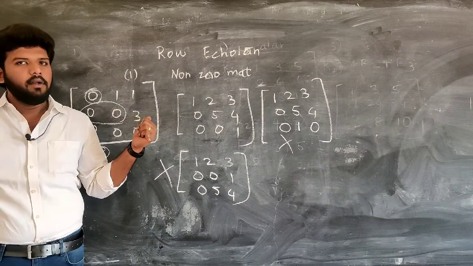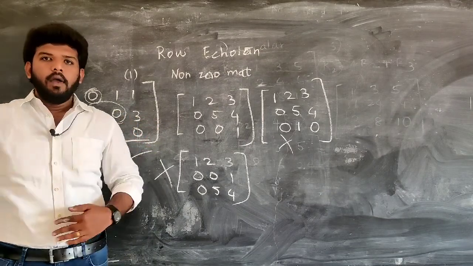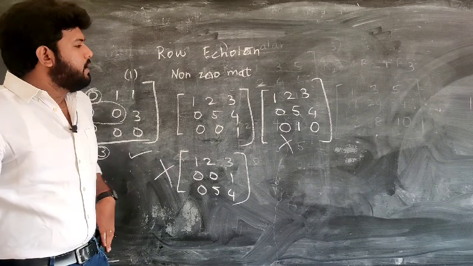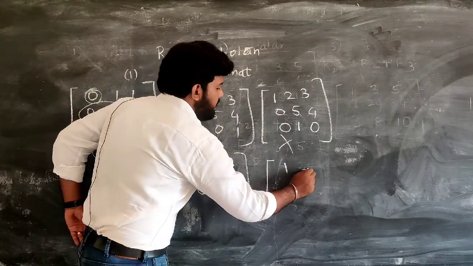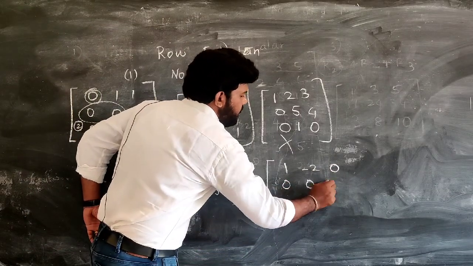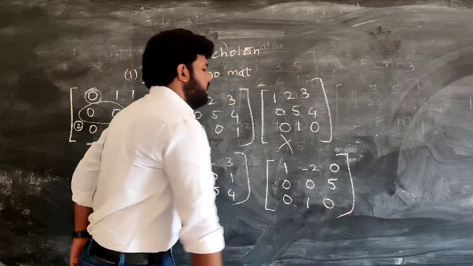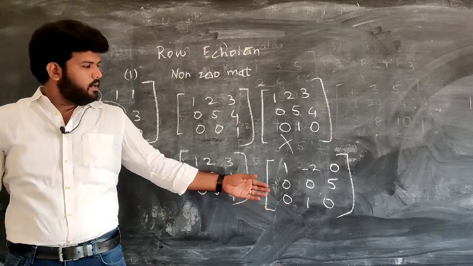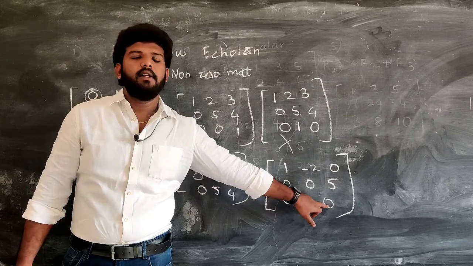So, whether it is in row echelon form or not? Yes, it is in row echelon form, right? We'll see another example: 1 minus 2 0, 0 0 5, 0 1 0. Whether it is a row echelon form or not, just come to the last row. There's 0, there's 1, there's another 0.